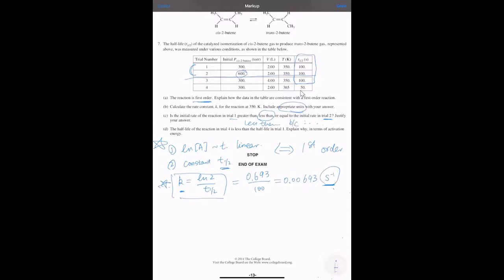So this is question C, and for the last question, let's compare trial 4 and trial 1 and see what happens. For trial 1 and trial 4, we find the initial pressure or initial concentration is the same. The volume is the same. However, the T is different. Trial 4 has a higher temperature, and that also results in a different T half. So the question is, the half time of trial 4 is less than the half time of trial 1. Explain why in terms of activation energy.